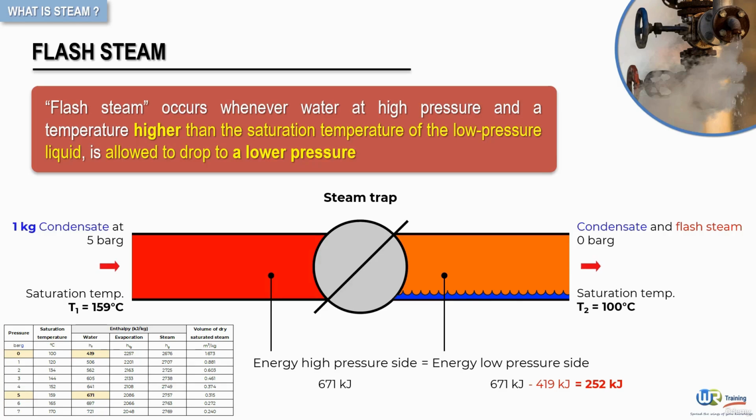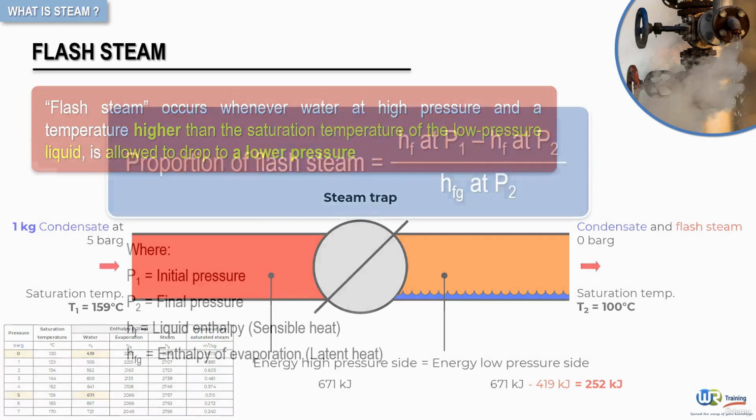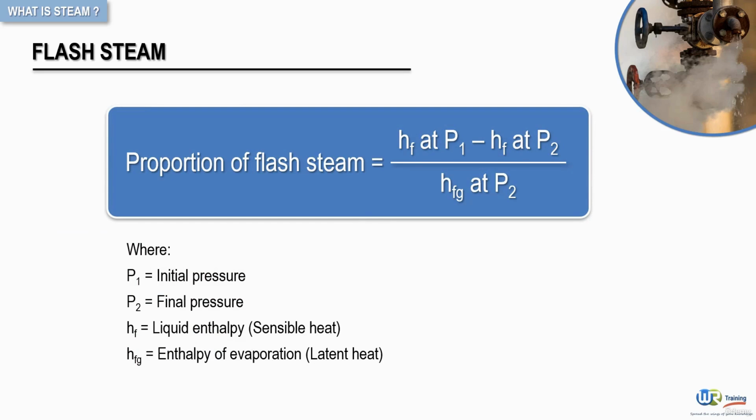The amount of flash steam produced at the final pressure can be determined using the following simple equation. It is equal to the difference of enthalpy of steam at both pressures, P1 and P2, divided by the enthalpy of evaporation at the final pressure.